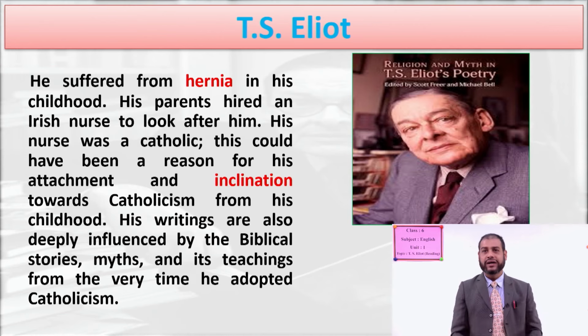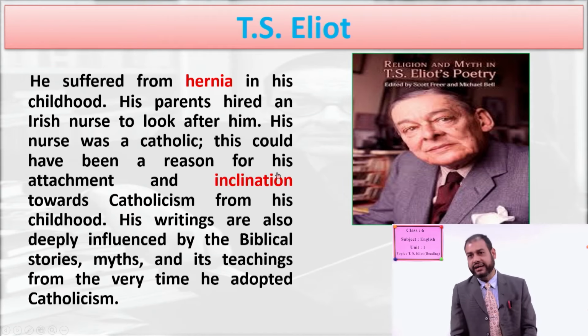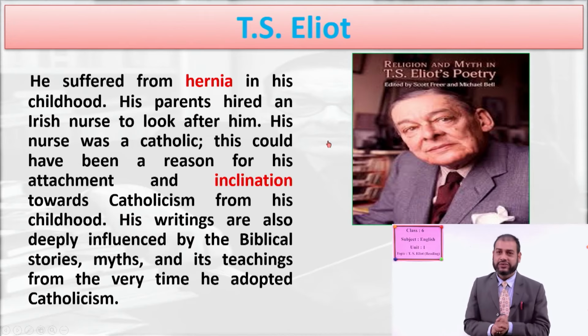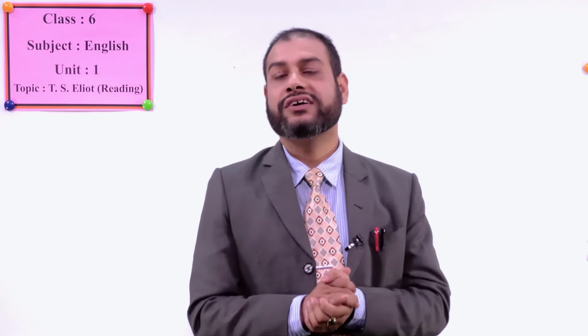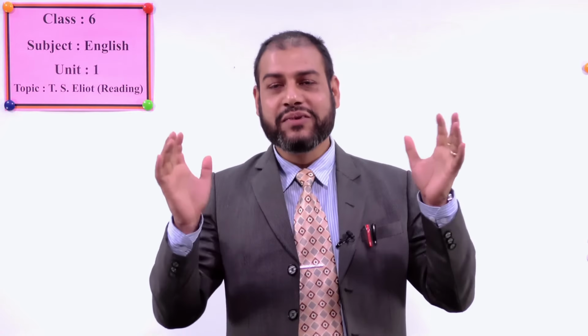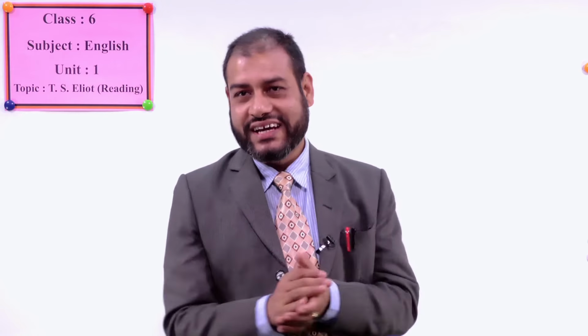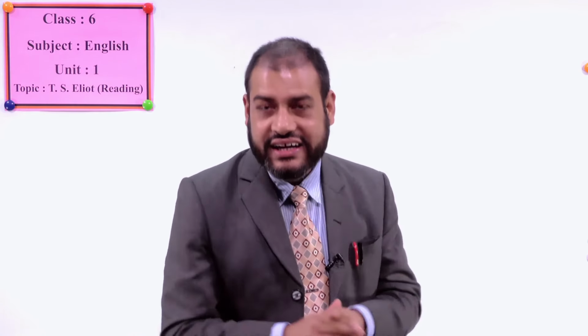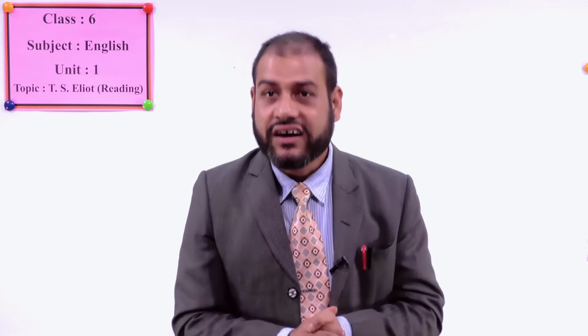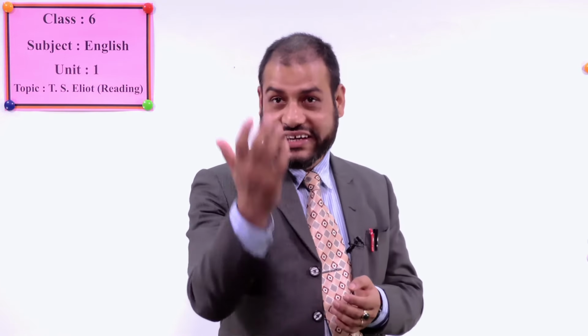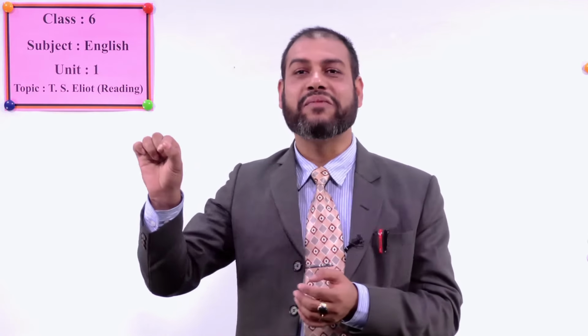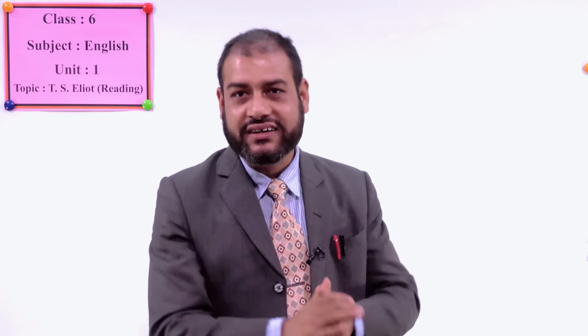Now before that, I want to ask you a few questions based on this paragraph. Now you have to tell me the name of the disease that T.S. Eliot was suffering from. What's the name of the disease? Oh yes, you are right. The name of the disease was hernia. H-E-R-N-I-A, hernia. See, you could make a guess that hernia is a name of disease. Perfectly correct. Okay, keep it up.